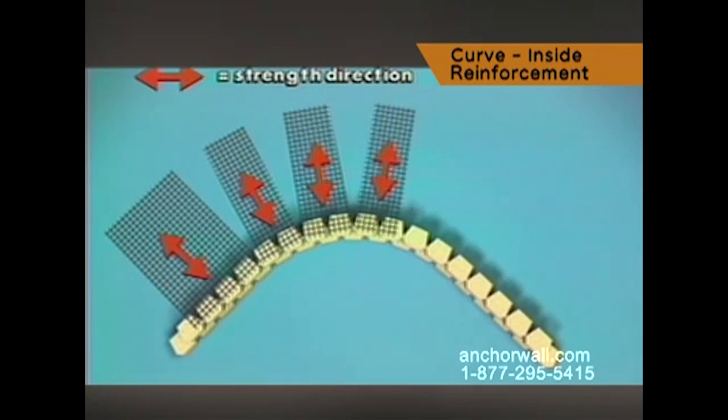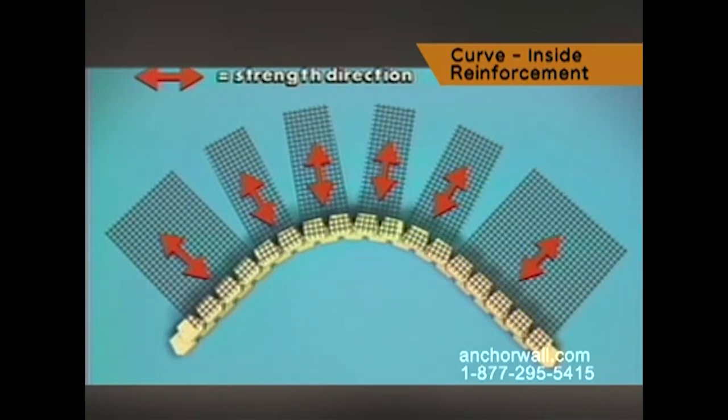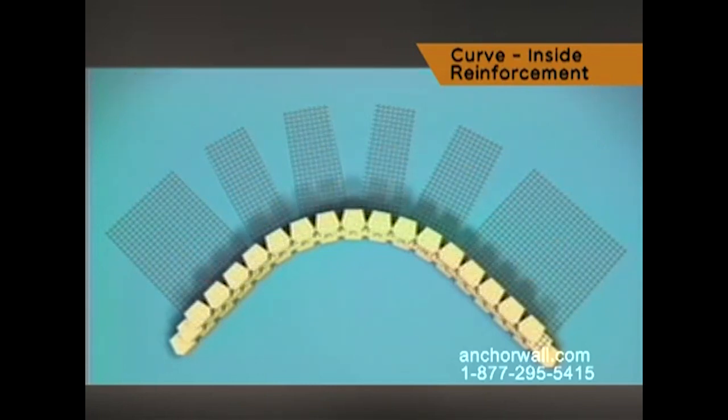As you proceed along the curve, the back edges of your reinforcement will fan out slightly. Lay the next course of block. Mark the backs of the block to identify the middle of the unreinforced area, backfill and compact.